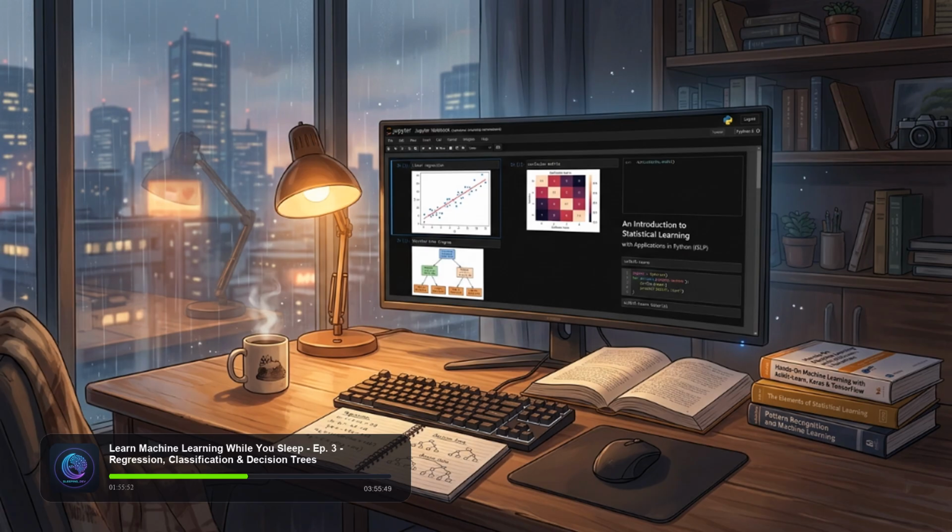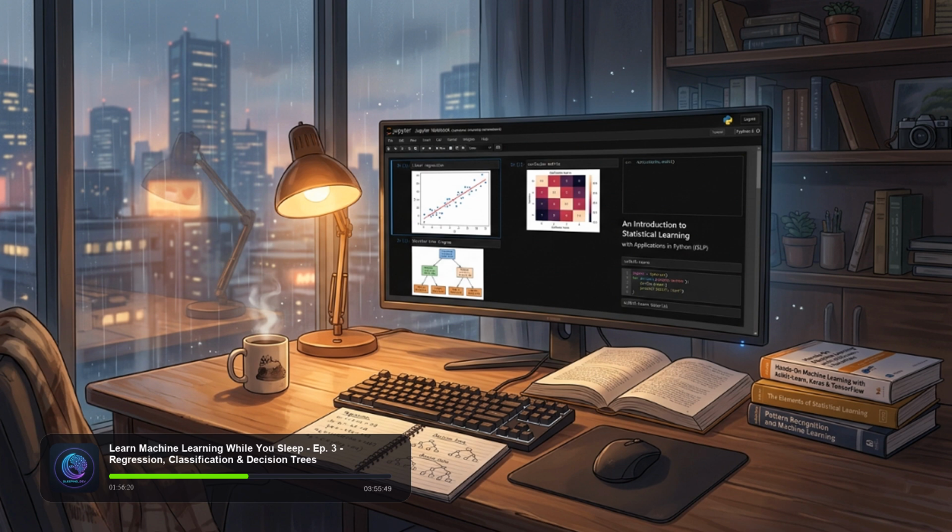The F-beta score modifies the harmonic mean formula by introducing a weighting parameter, beta. The F-beta score is calculated as 1 plus beta squared, multiplied by precision times recall, divided by the quantity beta squared times precision, plus recall. The parameter beta acts as an explicit dial controlling the relative importance of recall versus precision.